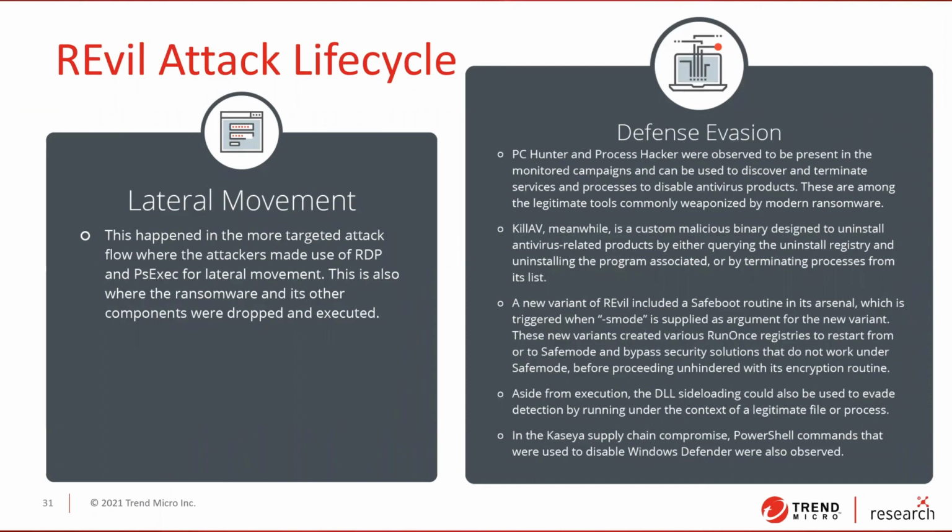KillAV was a custom malicious binary that they designed to uninstall AV related products. It would query the uninstall registry and uninstall the program associated with it. It terminated processes from the list. One of the new variants included a safe boot routine. So it triggered when -S mode was supplied as an argument. You can see new variants created a RunOnce registry key to restart from safe mode and bypass security solutions that could not work in safe mode.